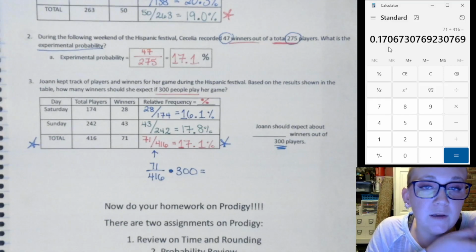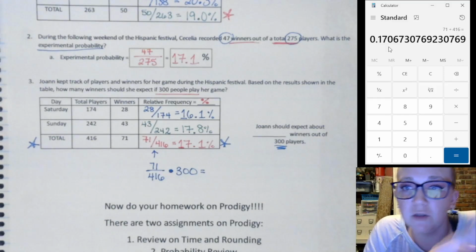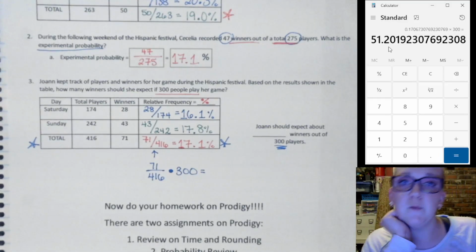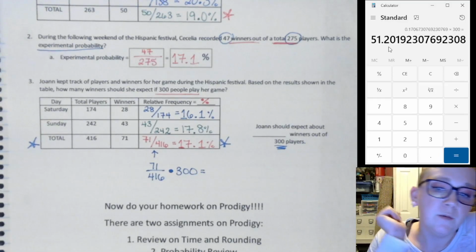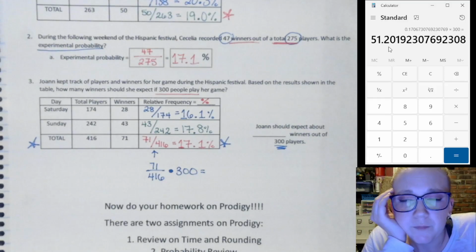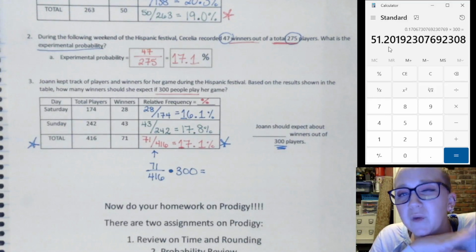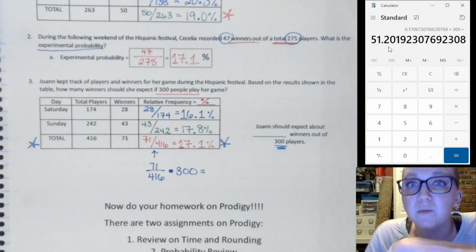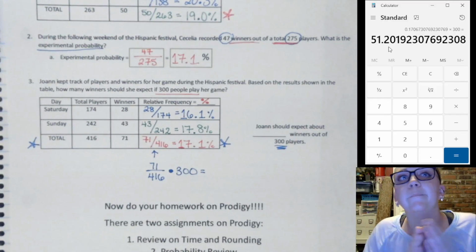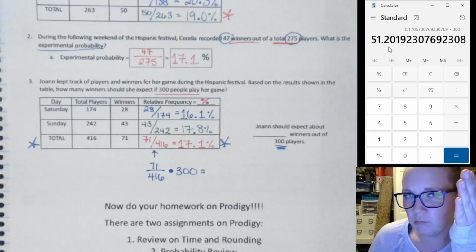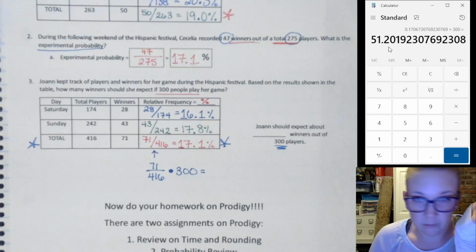If 300 people played, you should expect that many people would win. But again, you would round it to the tenth place, but because we're talking about winners, this is people. Think about it. Can we have decimals? Well, no, we cannot.